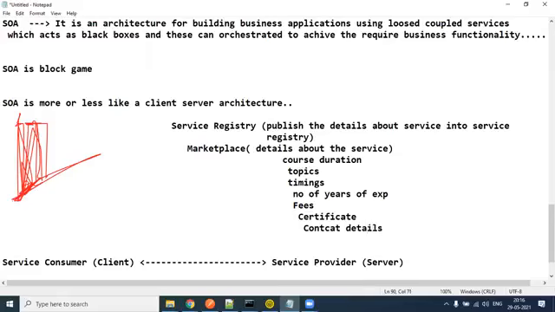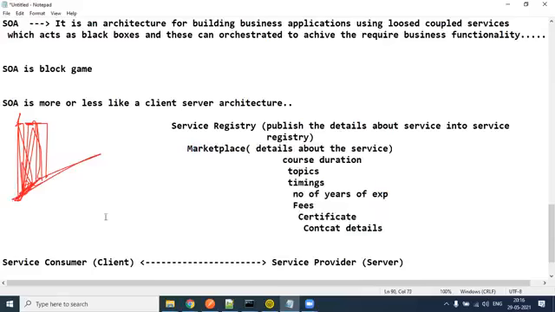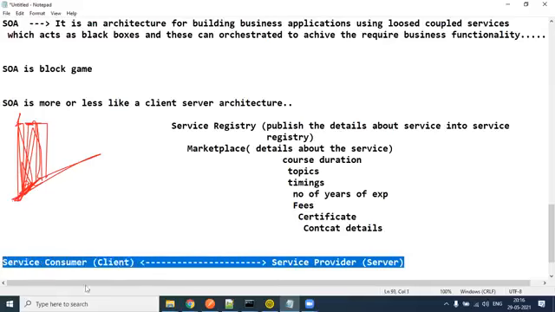Similarly, whenever a service provider wants to publish the details about the service, they will publish these details so that a service consumer can come and check all of them. And if they're comfortable with these details, then they will start interacting directly.